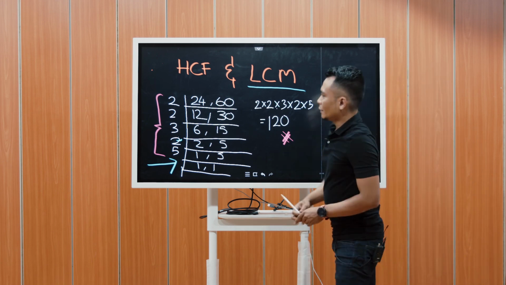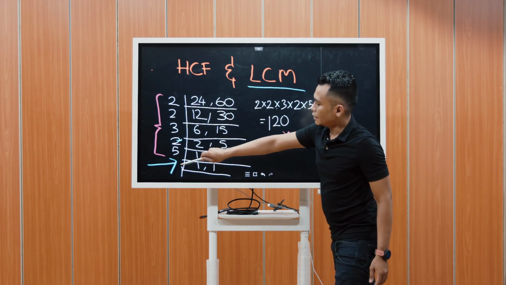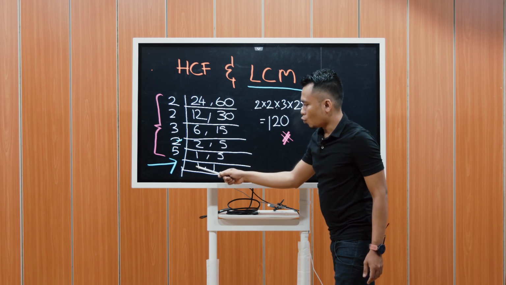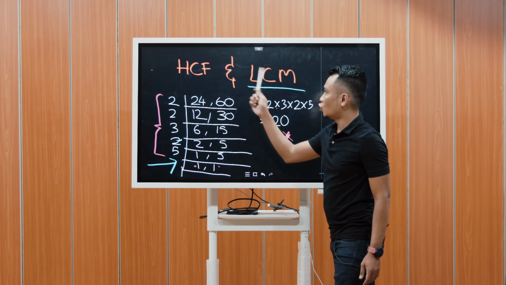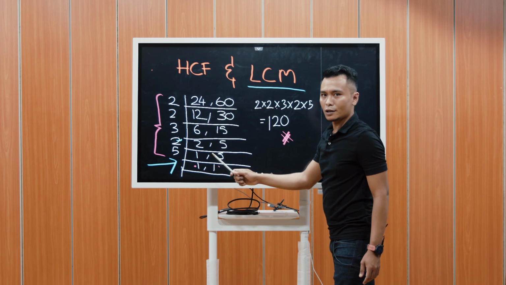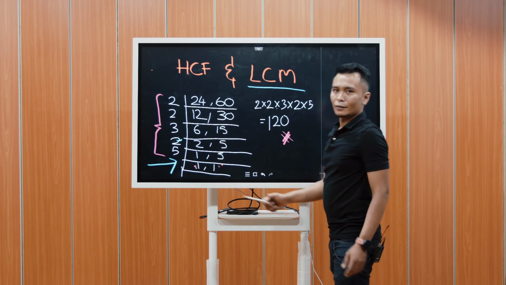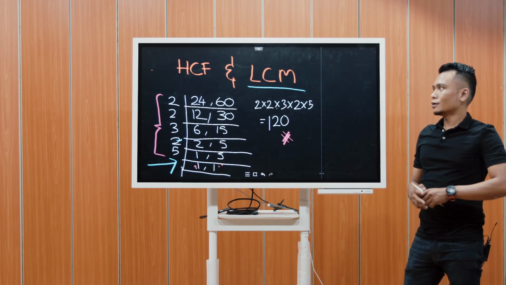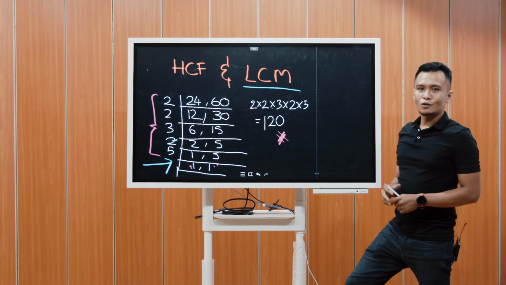I'll recap again. Divide by all the prime numbers and end up with 1 and 1 for lowest common multiple. There's no other way but 1 and 1. So that will conclude our lesson on highest common factor and lowest common multiple.